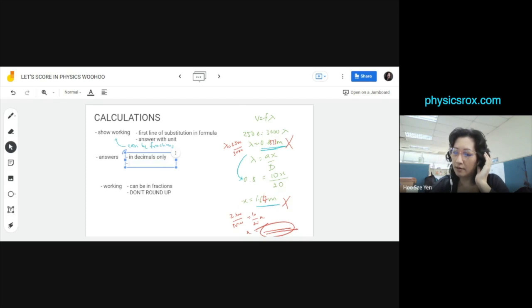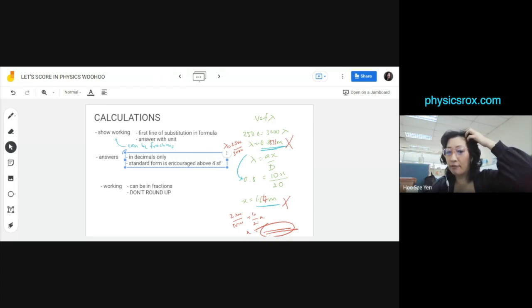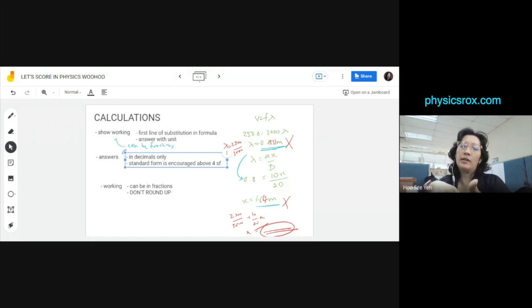Because if we're talking about very large numbers or very small numbers, you're just trolling the examiner if you write numbers like 8, 3, 5, 6, 7.29. Oh my god. You might as well just write in standard form. Standard form is encouraged. Above four significant figures you write it, and even if it's less than four significant figures, standard form is also fine. Let's say you want to write 1.2 times 10 to the power of 2. Can. It's not wrong. But if you leave it as 120 meters or so, it looks good and is easy to read. So just use your logic. Look at the number, is it easy to read or not.